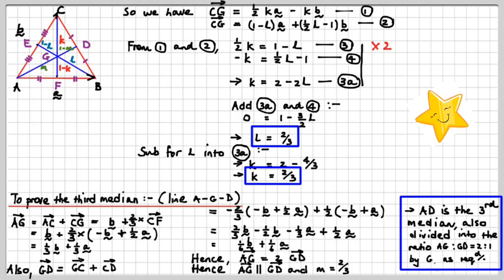It was a very long session. I knew it would be long, but it's very important for you to practice these vector proofs to get confident, because it's one of the weakest areas of all for students.